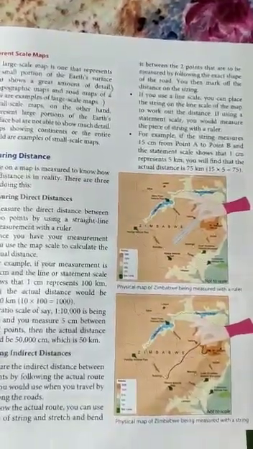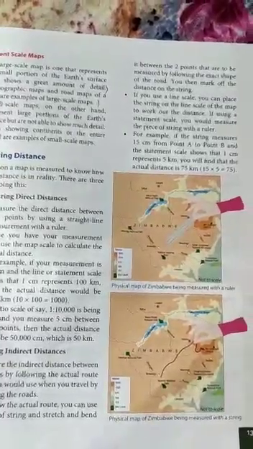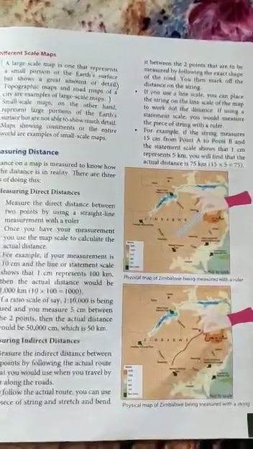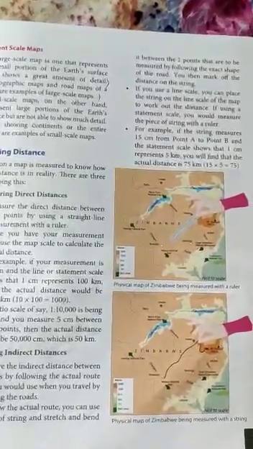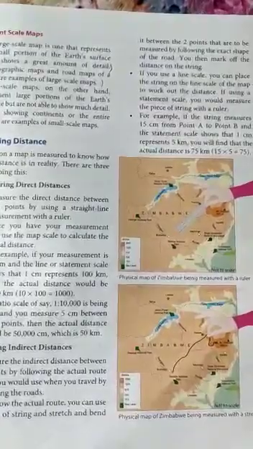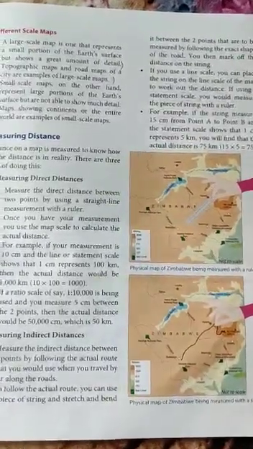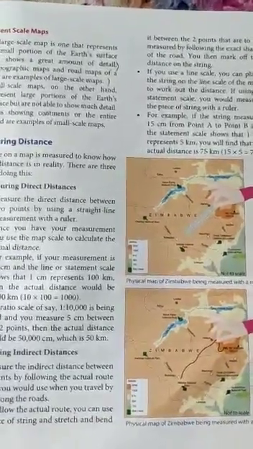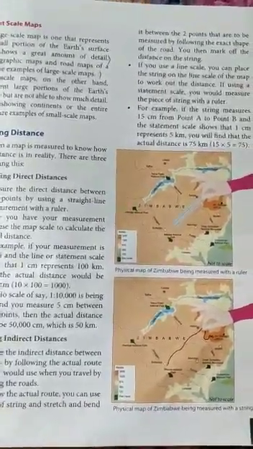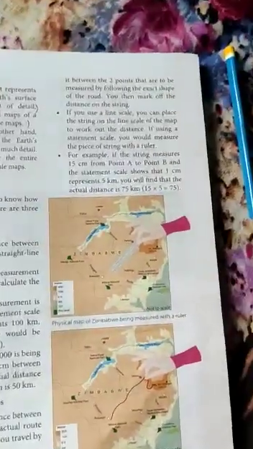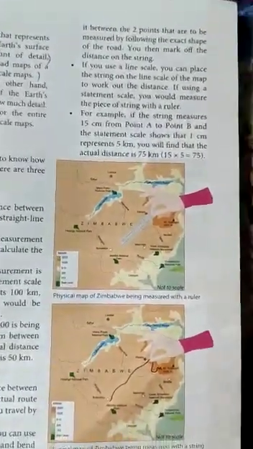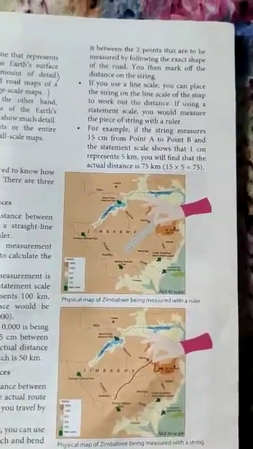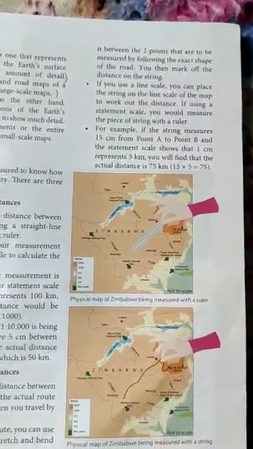Next is measuring indirect distances. How do you measure indirect distance? Measure the indirect distance between 2 points by following the actual route that you would use when you travel by car along the routes. To follow that actual route, you can use a piece of string or thread, and stretch and bend it between the 2 points to be measured, following the exact shape of the road. You will not use a scale or a ruler here.